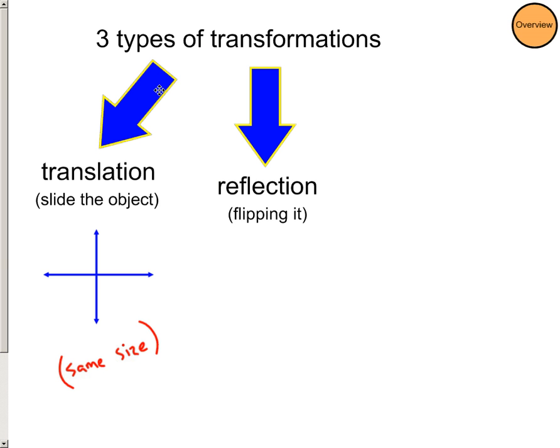Okay, so we're moving on to the second type of transformation. In our last lesson, we learned how to translate an object. This time we want to talk about how to reflect an object. And basically, you could use the term flipping it because it's like flipping it over.